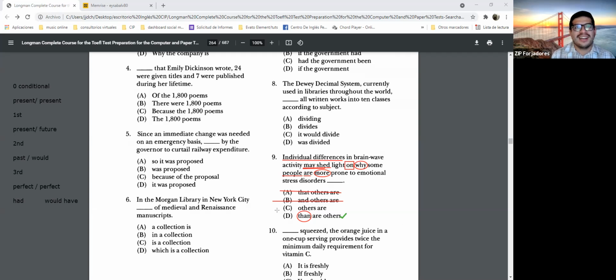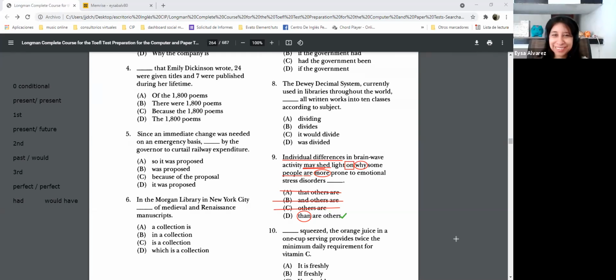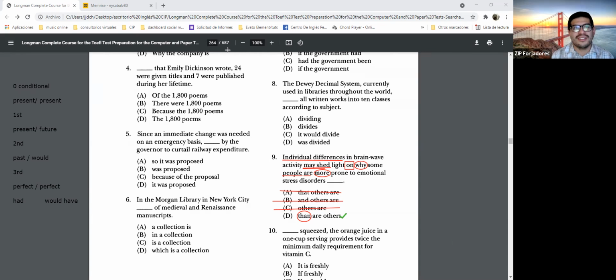And letter C cannot be why. We don't have the comparison in that. We don't have the preposition. Remember, it's more with than. That's right. Very good. And it's inverted because remember, for comparisons we have three options. All right. Let's go with the last one, number 10.